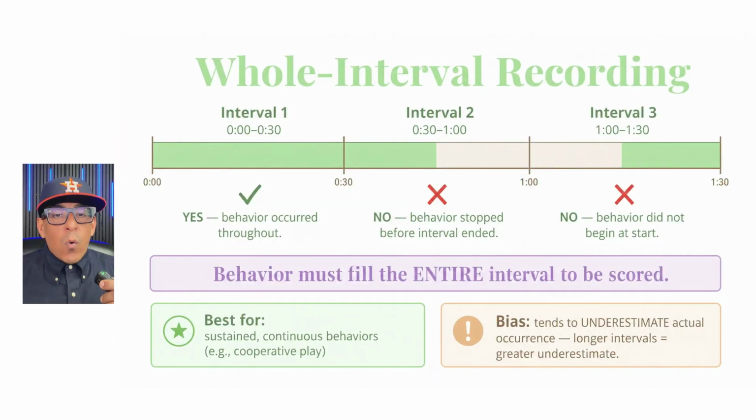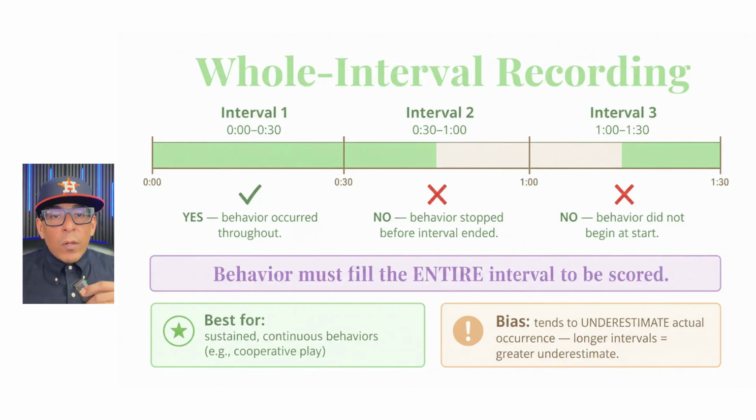Whole interval recording is often used to measure continuous behaviors such as cooperative play. It can also be used for behaviors that occur at such high rates that observers have difficulty distinguishing one response from another, but can still detect whether behavior is occurring. In whole interval recording, the observation period is divided into brief time intervals. At the end of each interval, the observer records whether the target behavior occurred throughout the entire interval.